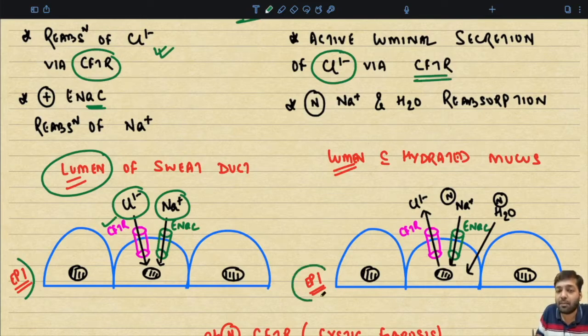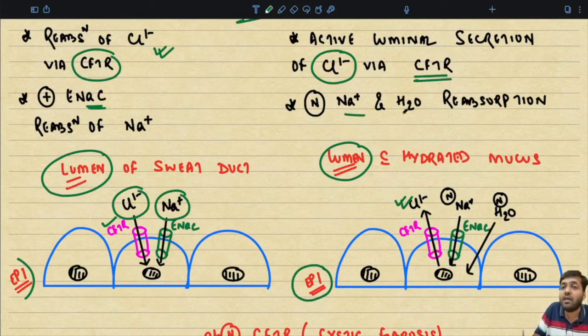So for example, this is the epithelial lining of the respiratory or the intestinal epithelium, and this is the lumen. What is happening is that the epithelial cells lining them cause active secretion of chloride ions via the CFTR channel, and there is a normal sodium and water reabsorption taking place at the level of the respiratory epithelium or the gastrointestinal epithelium. So normal amounts of sodium and water are reabsorbed over here. Okay, this is the normal functioning.